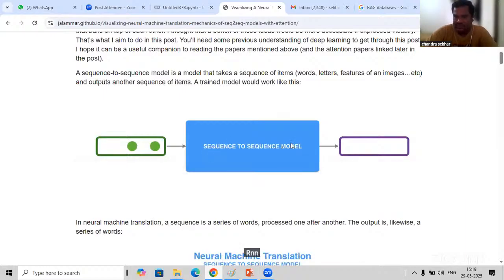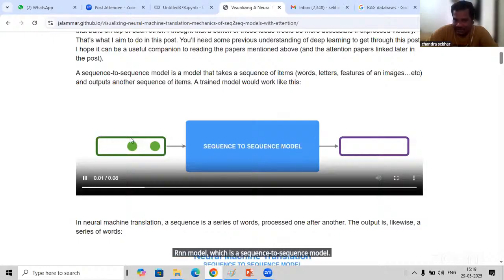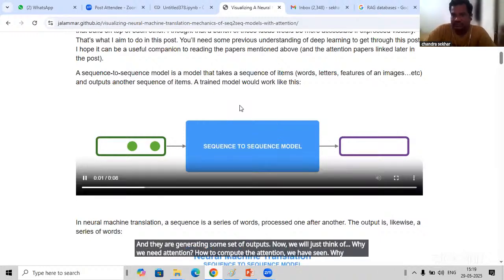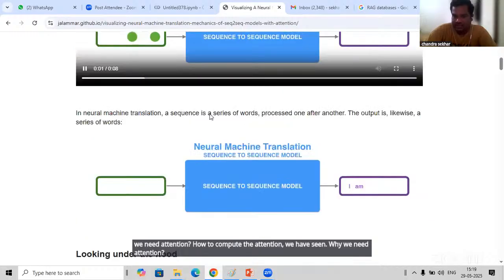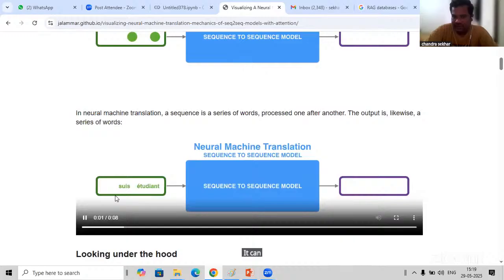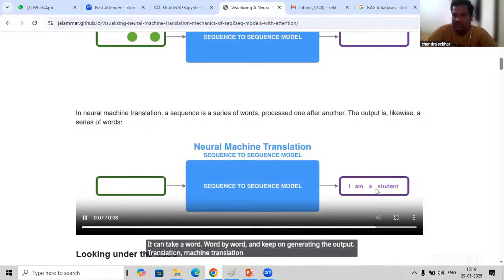which is a sequence to sequence model, taking some set of inputs and generating some set of outputs. Now we will think of why we need attention. How to compute the attention we have seen; now why we need attention. See here, a sequence to sequence model like this can take word by word and keep on generating the output, for example machine translation, translating into another language.